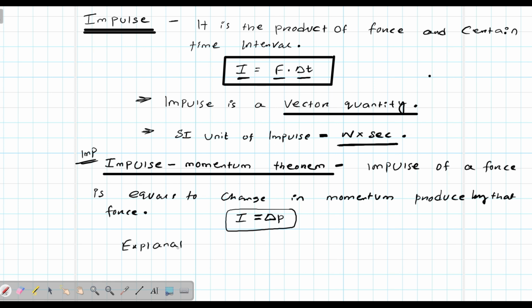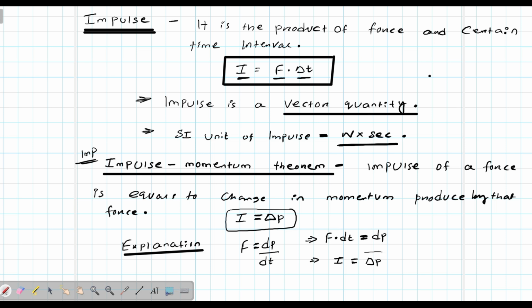Explanation. So F equals to dp by dt. According to Newton's second law, F equals to dp by dt. So F into dt equals to how much? Equals to dp. F into dt is I. I equals to how much? I equals to delta p.